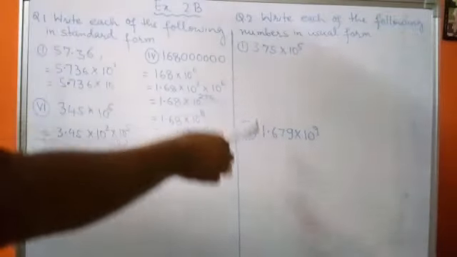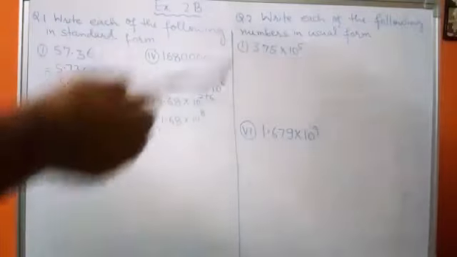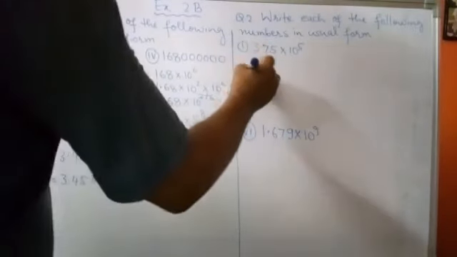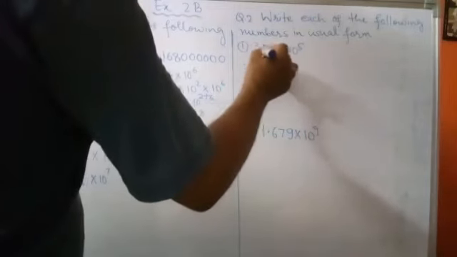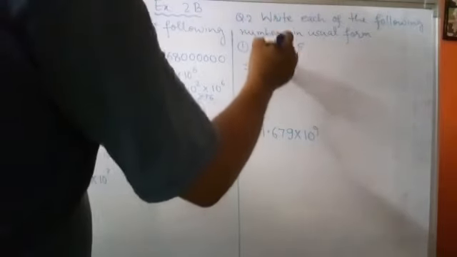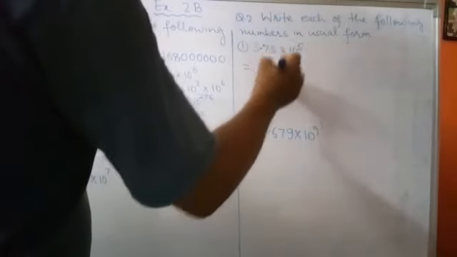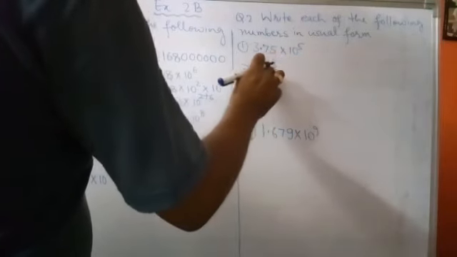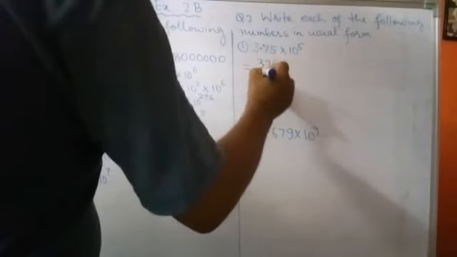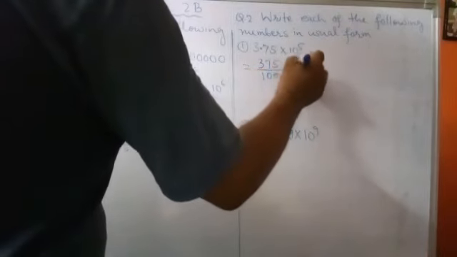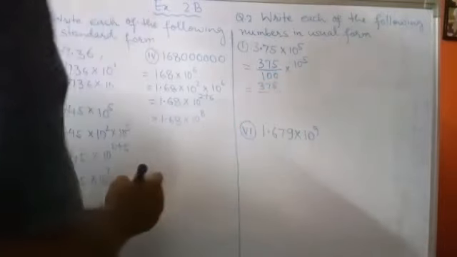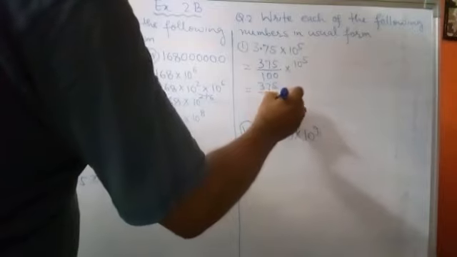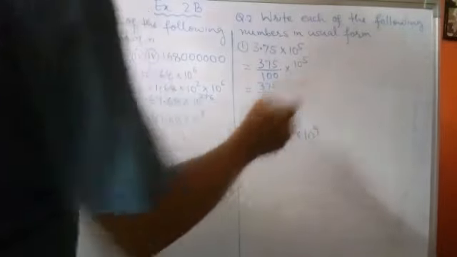Now question number 2: write each of the following numbers in usual form. That means these numbers are given in standard form, and we have to change them into usual form. First of all, we have to write 3.75 in a by b form. That means this decimal is to be removed first: 375 by 100 into 10 to the power 5, already given. This 100 is to be written in power notation, 10 to the power 2, into 10 to the power 5.